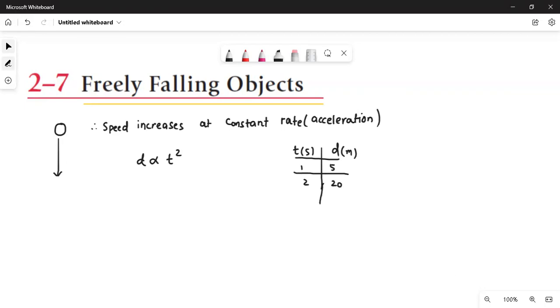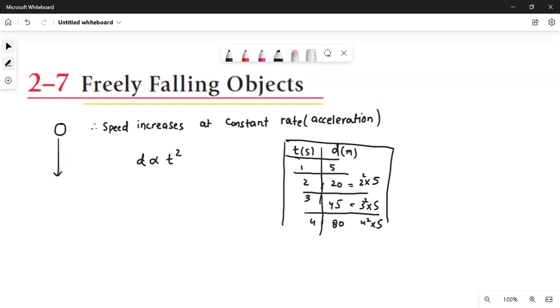So how does it come to 20? You take the square of this time with the initial distance 5. Similarly, 2 squared is 4 times 5 is 20. For the third second, it will become 3 squared, 9 times 5, 45. So can you tell me how much it will cover in the fourth second? It will be 4 squared times 5, 16 times 5, 80. So this is the process that usually goes.